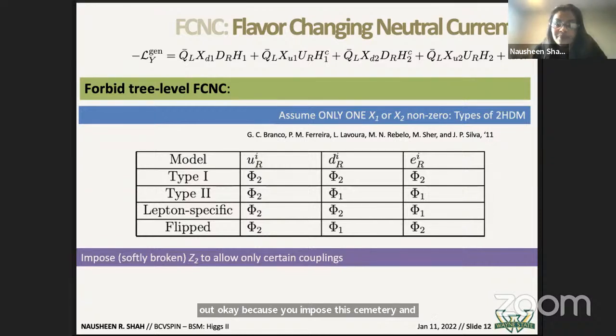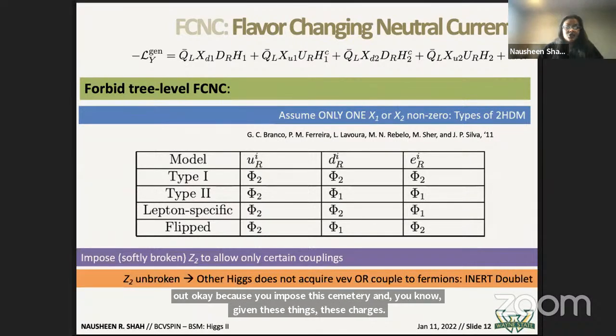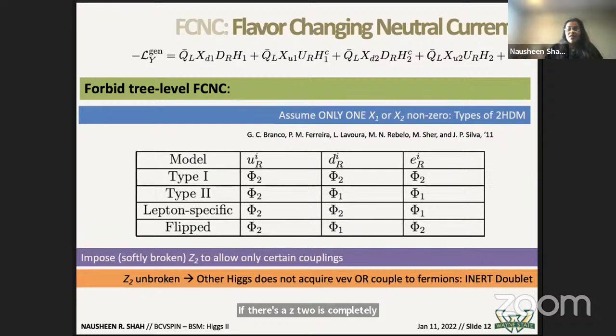given these charges. If this Z2 is completely unbroken, then the additional Higgses do not acquire a vacuum expectation value or couple to any of the fermions. And that's what's called an inert doublet. So you just have this random Higgs doublet, which is hanging around, okay?